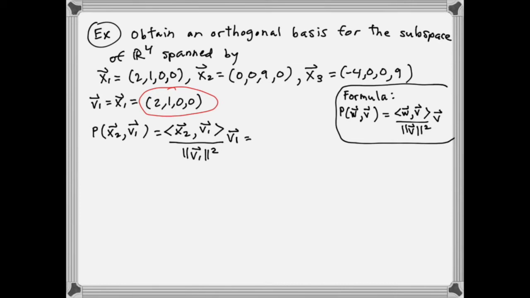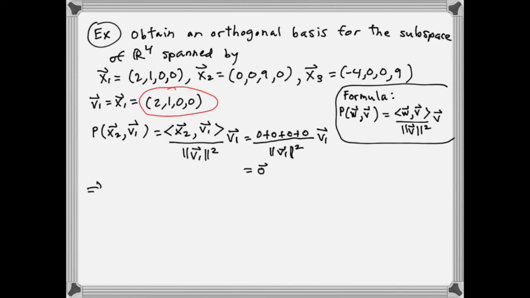So x2 inner producted with v1, let's look at the two vectors here. We get 0 plus 0 plus 0 plus 0. I don't even need to go further here. Since I'm taking 0 and dividing it by the norm of v1 squared times vector v1, what is that equal to? That's actually equal to the 0 vector.